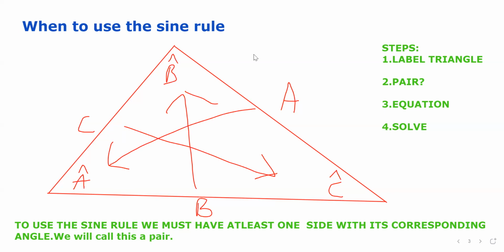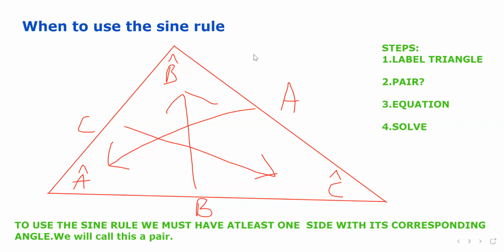But anyway, remember to use the sine rule, we must have at least one side and a corresponding angle. Always remember that. We must have a pair. Going into an example now, and you'll see this implemented, right? But always remember, after you label it, you must always look to see if you have a pair, meaning that you have a known side and a known angle corresponding to that side. You must have a pair. Once you have a pair, you can use the sine rule, or at least one pair.